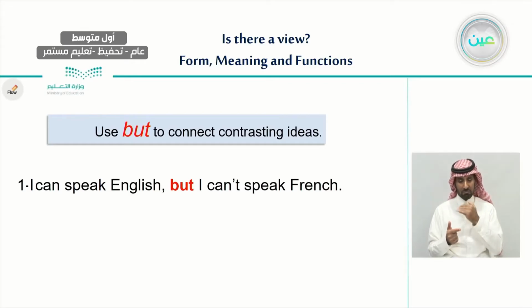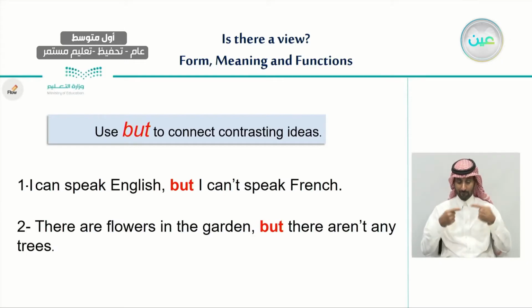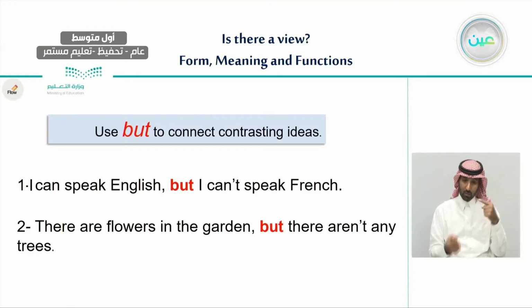The second example, there are flowers in the garden, but there aren't any trees. So these are two different ideas, two opposite ideas. There are flowers, but there aren't any trees.